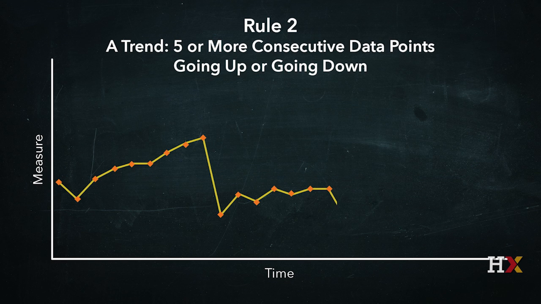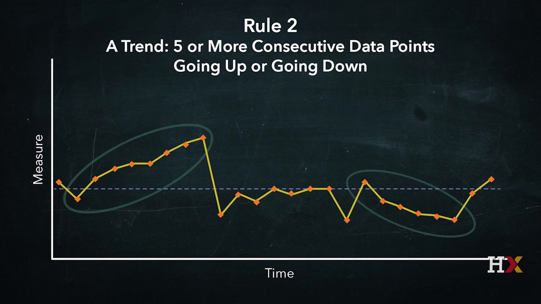So the second rule is something we call a trend. I want to explain what a trend is, because trend is a word that we hear quite often in the news or when people talk in meetings, and we actually have an operational definition for what a trend is. So in order to have a trend on a run chart, we're looking for 5 or more data points, either going up or going down. And we need exactly 5 or more in order for us to call it a trend.